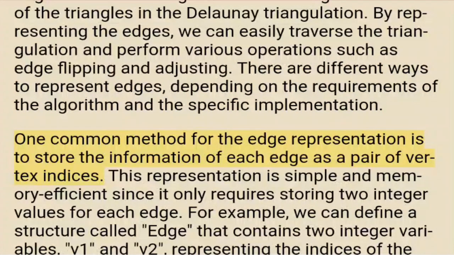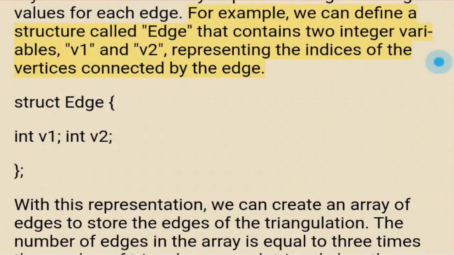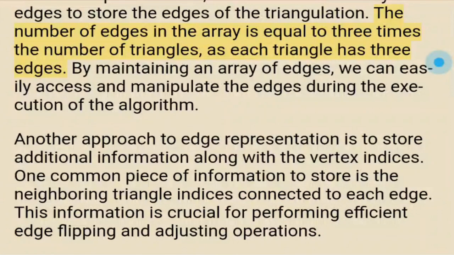One common method for the edge representation is to store the information of each edge as a pair of vertex indices. This representation is simple and memory efficient since it only requires storing 2 integer values for each edge. For example, we can define a structure called edge that contains 2 integer variables, v1 and v2, representing the indices of the vertices connected by the edge. Struct edge int v1, int v2. With this representation, we can create an array of edges to store the edges of the triangulation. The number of edges in the array is equal to 3 times the number of triangles, as each triangle has 3 edges. By maintaining an array of edges, we can easily access and manipulate the edges during the execution of the algorithm.